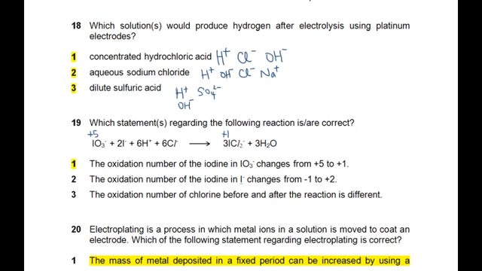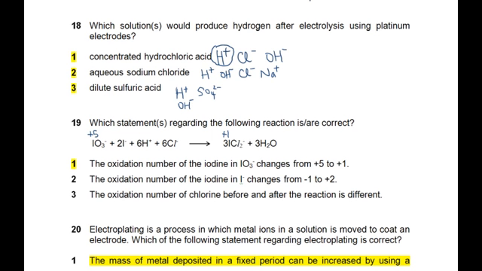Which solutions would produce hydrogen after electrolysis using platinum electrodes? Platinum is an inert electrode. So when you consider the different solutions, you got to consider the different ions present in the solution. In concentrated hydrochloric acid, we have H+, Cl-, and OH-. So the H+ will get discharged definitely, because this is the only positive ion around.